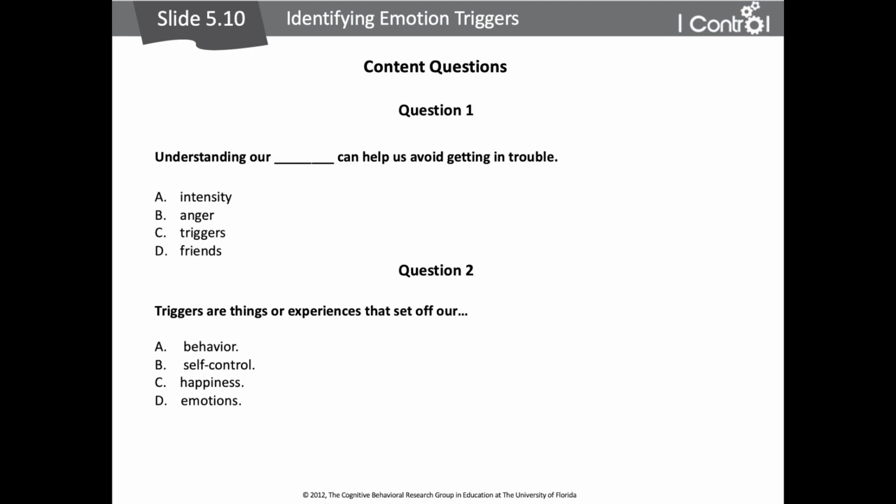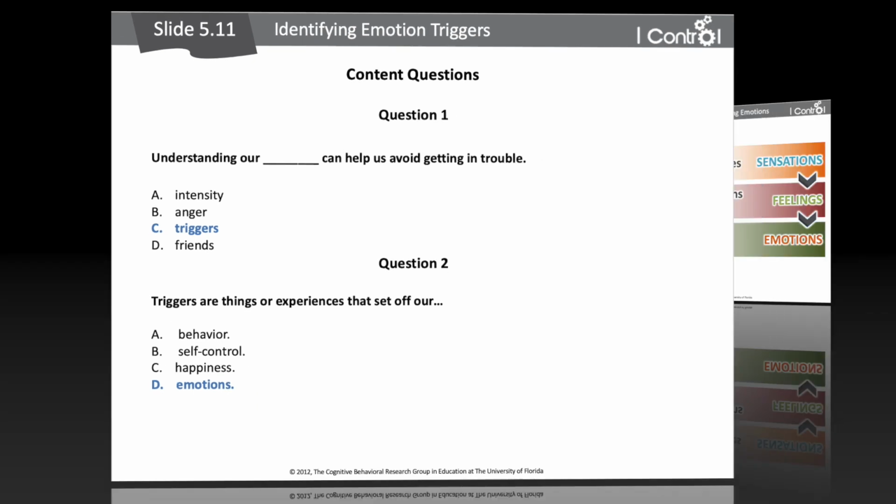Let's turn to the content questions for Unit 3, Lesson 5 in your iControl Student Workbook to check your understanding of this lesson. Pause the video while you answer the questions. When you're done, press play. For question 1, if you selected C, you are correct. Understanding your triggers can help you avoid getting in trouble. For question 2, if you selected D, you are correct. Triggers are things or experiences that set off your emotions.